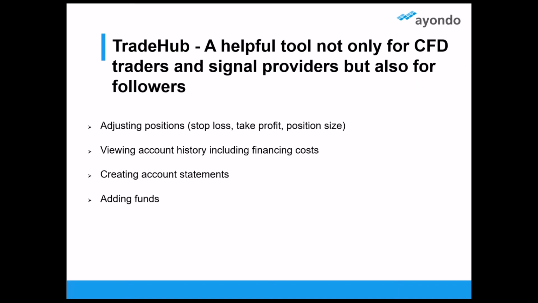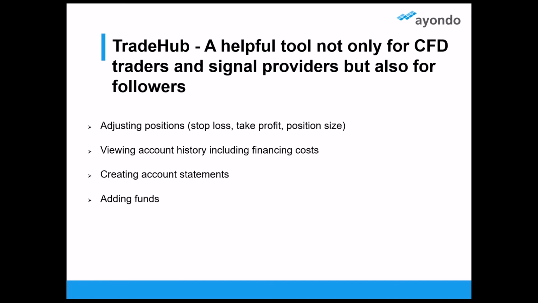So in TradeHub, you can adjust positions. So if someone buys the Dow, puts a stop loss 100 points away, you can go in and change that stop loss if you want to. I wouldn't recommend it, because again, if you change that stop loss, it's your trade now. So when they close it out, it won't be automatically closed out.